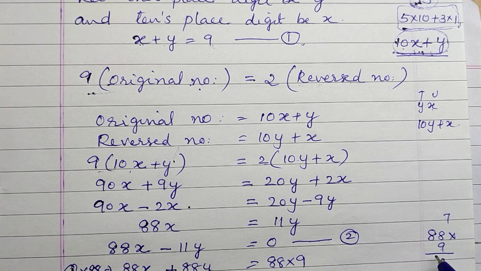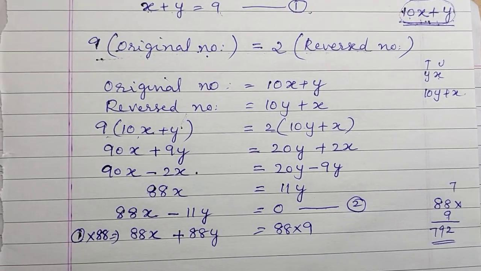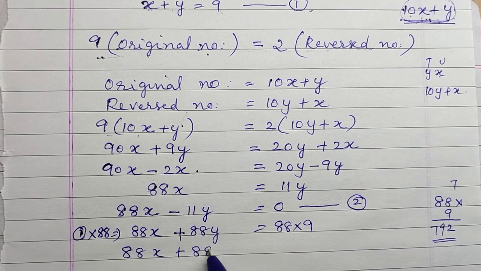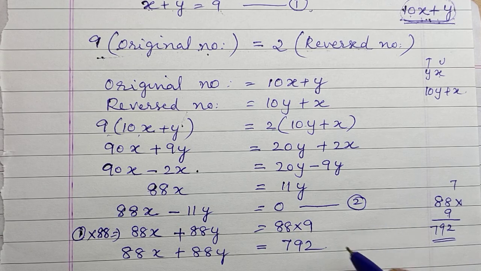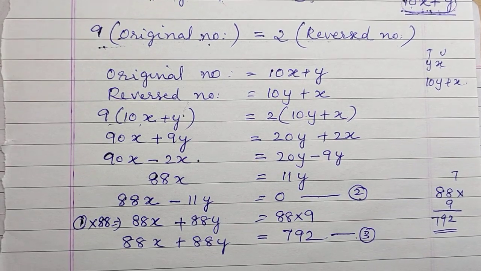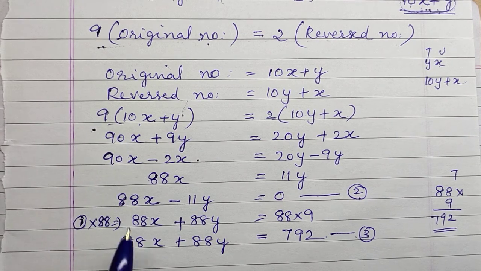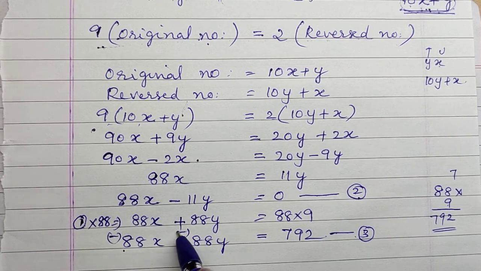9872 plus 7, 792. So the equation is 88x plus 88y equals 792. This is the third equation. Now you have to take only the second equation and the third equation and eliminate the x term and get the y value first. So 88x here also, 88x here also. When you subtract, you have to change the sign and follow addition rules.